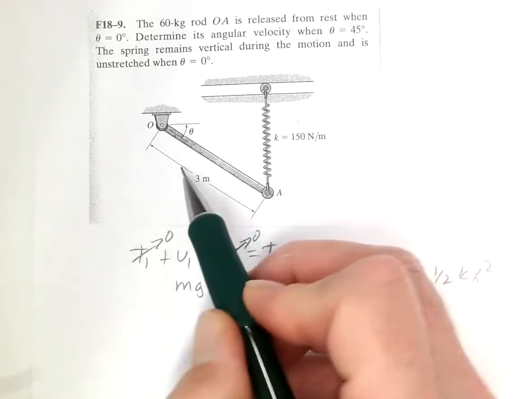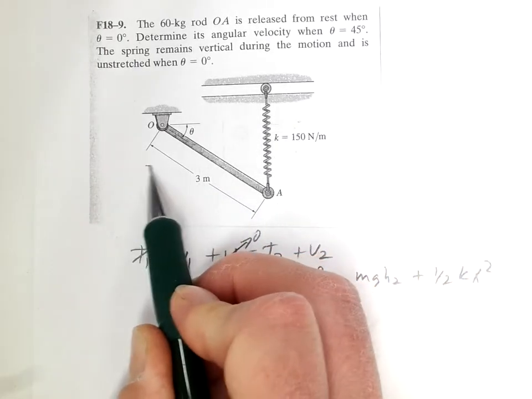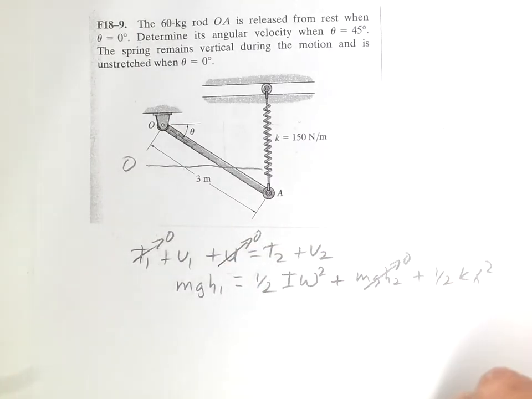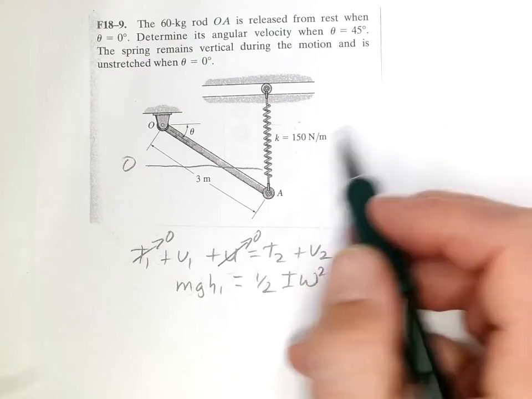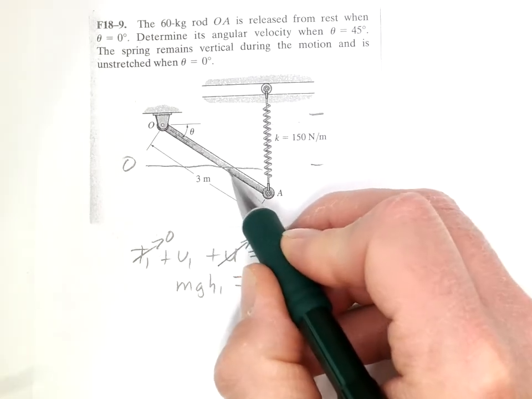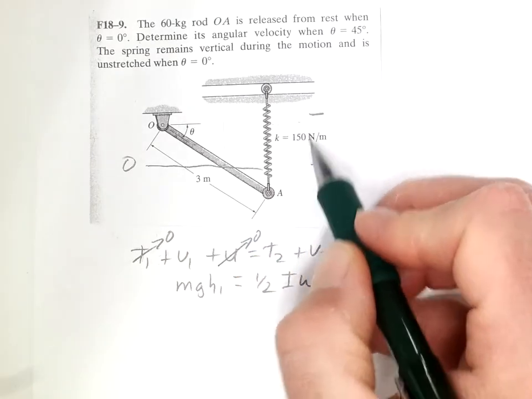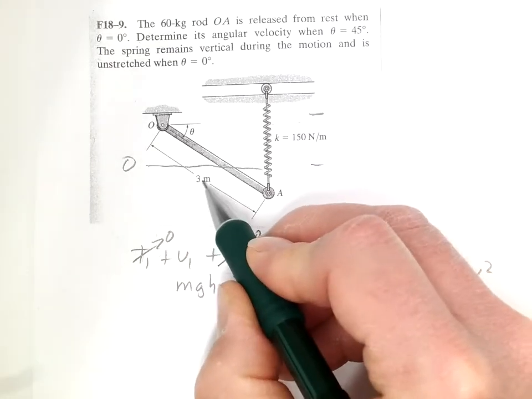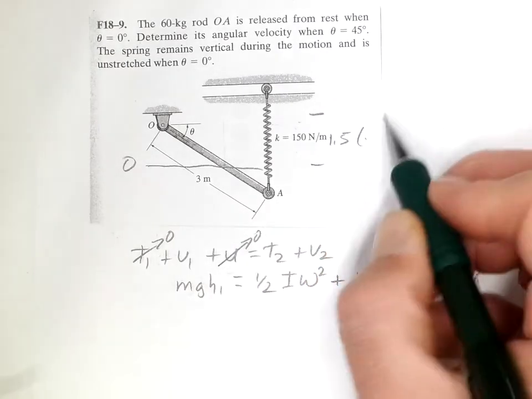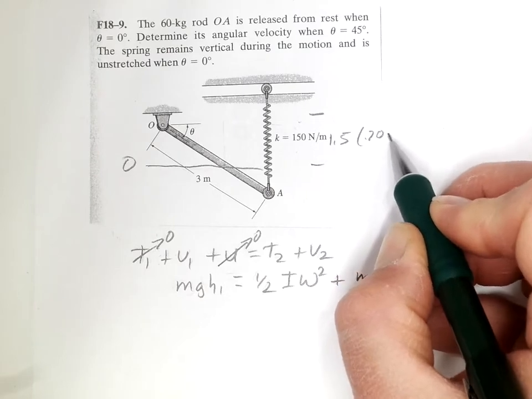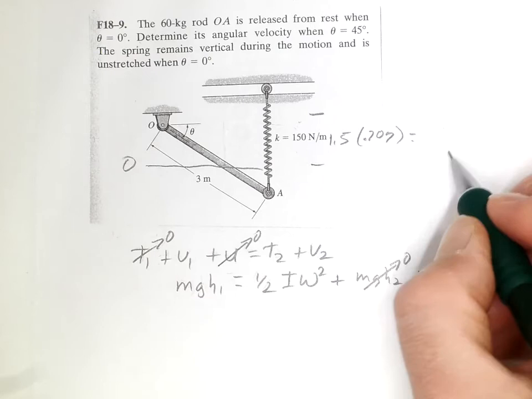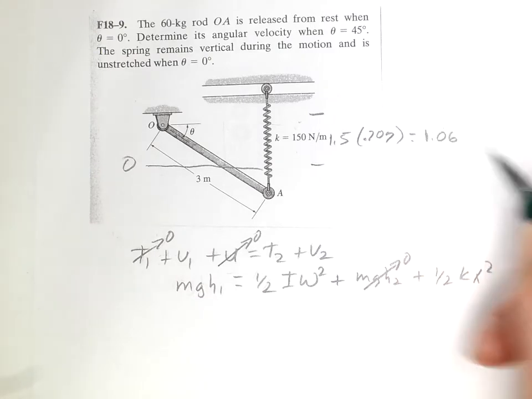Now, when it swings down, if we call that point 0, then this one goes to 0. And all we have is h1 being this height here. So that is the midpoint, which is going to be half of 3, so 1.5 times the sine of 45, which is 0.707. And so that height h1 is 1.06.